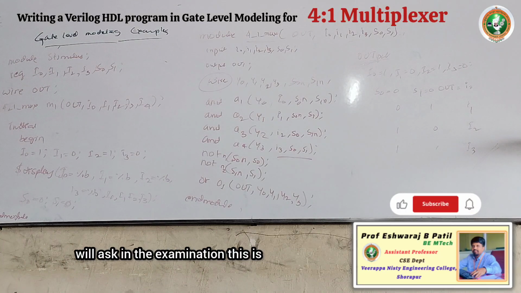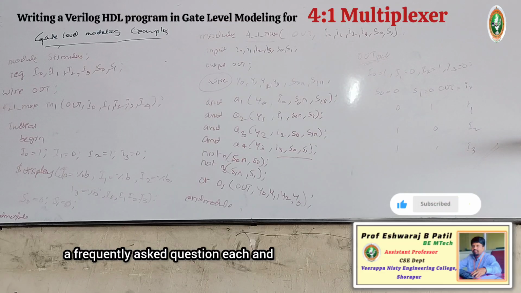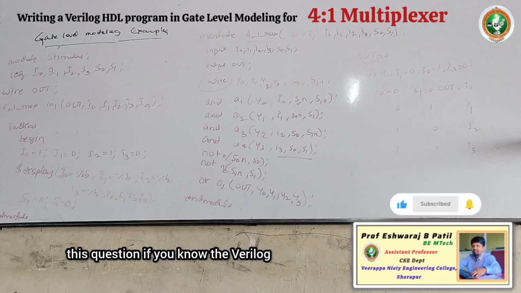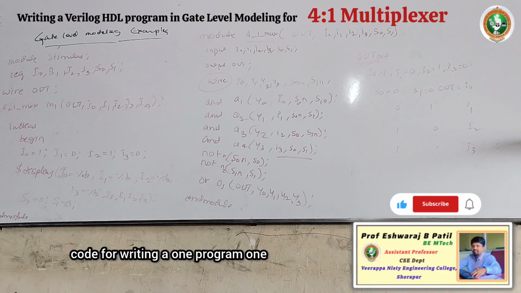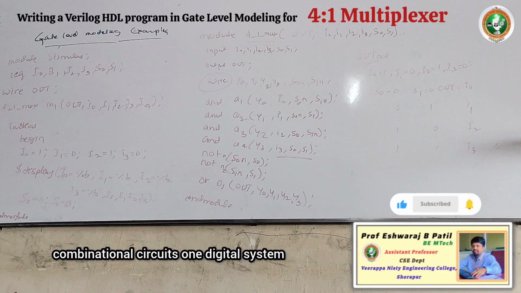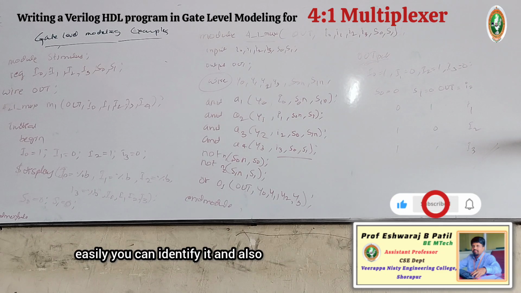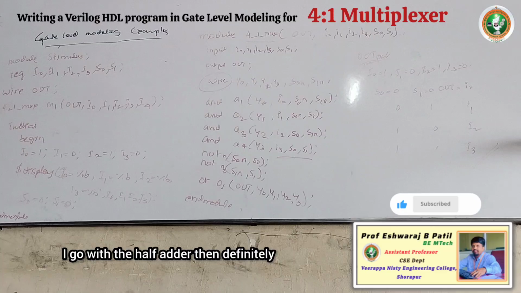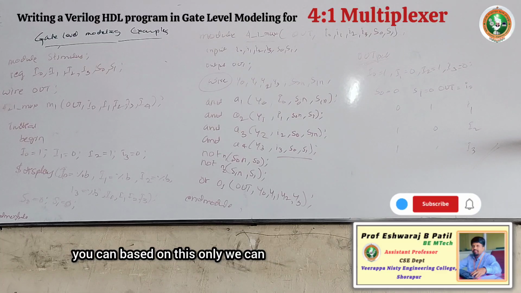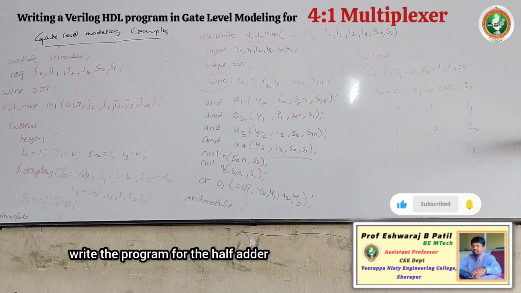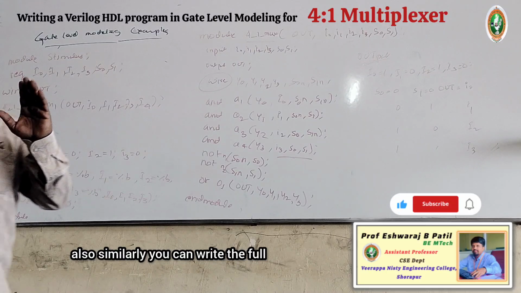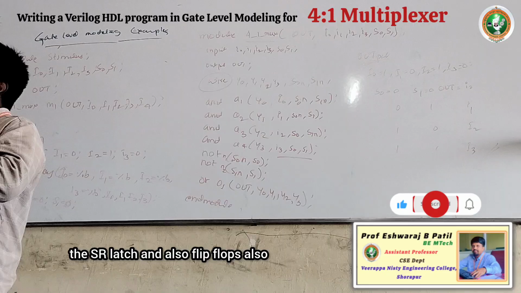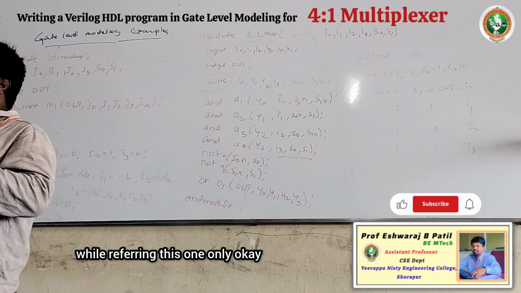Definitely they will ask this in the examination. This is a frequently asked question. In each and every exam they will ask this question many times. That's why I repeated this question. If you know the Verilog code for writing one combinational logic circuit, one digital system, you can easily write the others. If I go with the half adder, based on this only we can write the program for the half adder also. Similarly, you can write the full adder, and also the SR latch and flip-flops while referring to this.